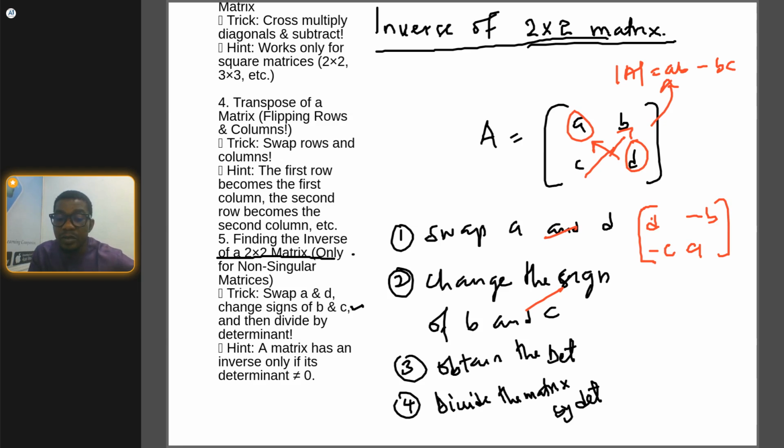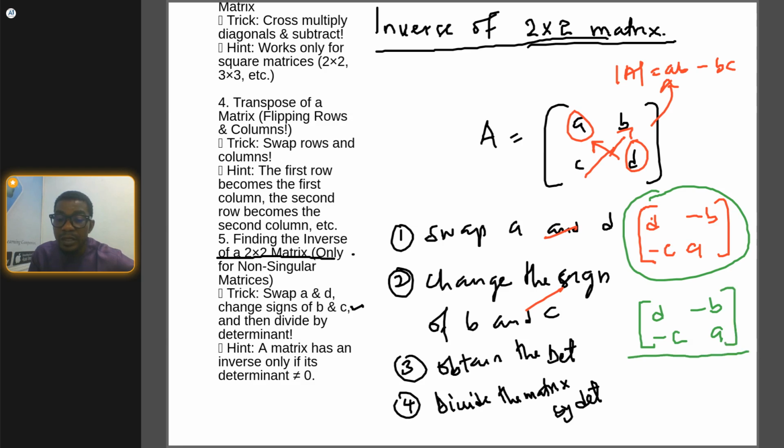Now, lastly, you have to divide the matrix you obtain by the determinant. This is the matrix obtained, and we are going to be dividing that matrix by the determinant. So we have the final answer to be D, minus B, minus C, A, all divided by the determinant, which is AD minus BC. And this is the inverse of a 2 by 2 matrix.